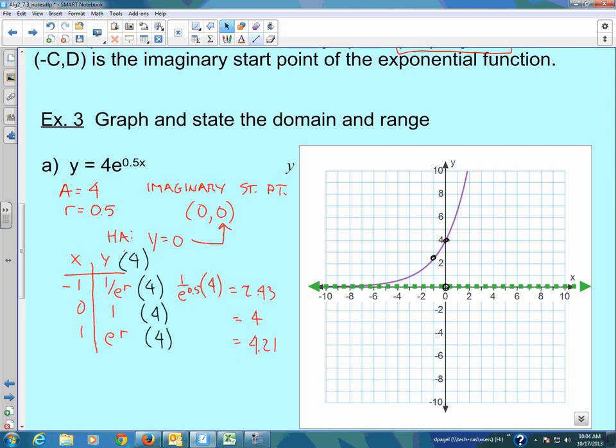4.21, something's not right there. Let me recheck my value here. e to the 0.5. I think I was doing 0.05. Yep, 6.59. All right, so this should be 6.59. So right 1, up 6.59, and yep, there I am right there. So there are our movements, and there's our graph.